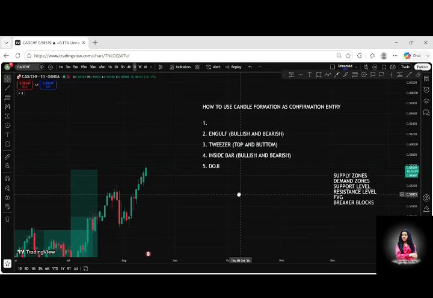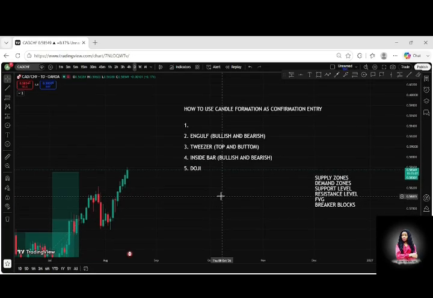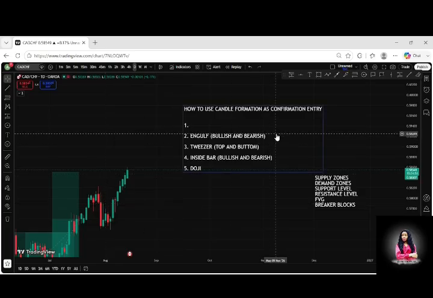And that brings us to the end of this video. In my next video, I'll be talking about number 3, which is the tweezer type of candle. Now, I used the bullish engulf as an example for you guys. You can go ahead and use the bearish engulf to practice on the chart.